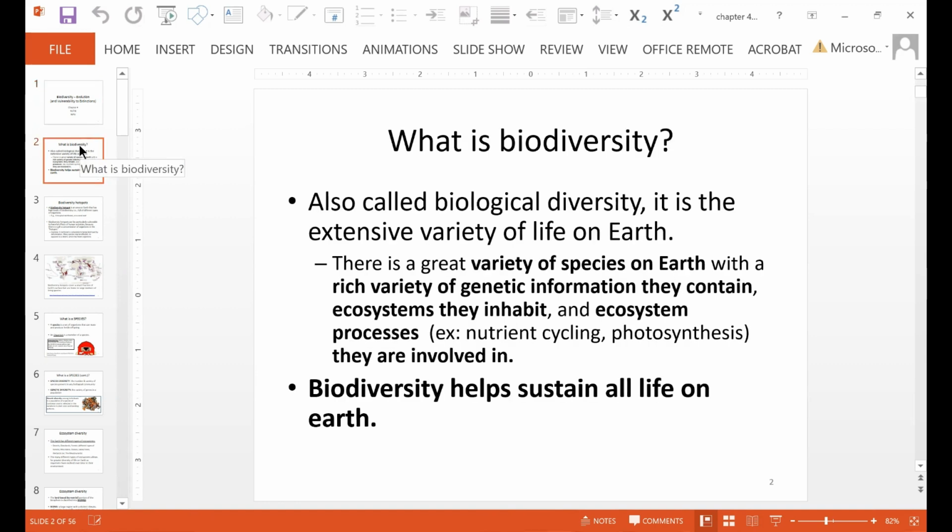What is biodiversity? Also called biological diversity, it is the extensive variety of life on Earth. There is a great variety of species on Earth with a rich variety of genetic information that they contain, ecosystems they inhabit, and ecosystem processes such as nutrient cycling and photosynthesis that they are involved in. Biodiversity helps to sustain all life on Earth.